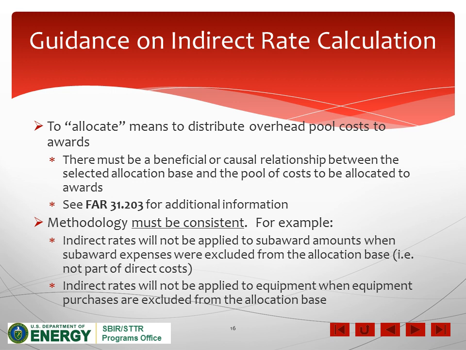When applying the indirect rates on the budget, you must apply the rate to the same costs that are in the base. For example, if direct labor and fringe on direct labor is utilized to calculate the overhead rate on the indirect rate model, the indirect rate should be applied to direct labor and fringe on direct labor on the SF 424 budget.